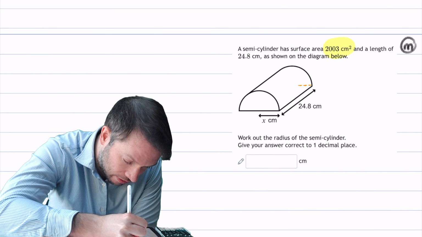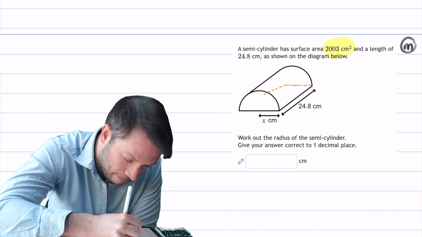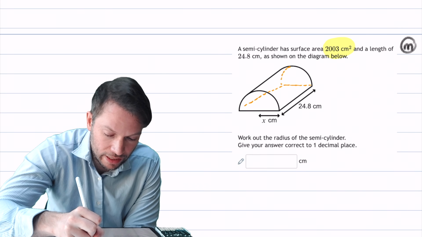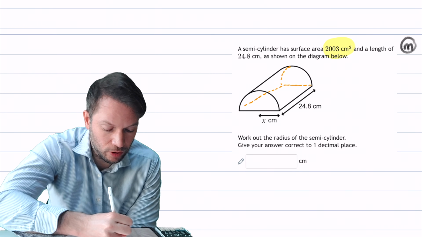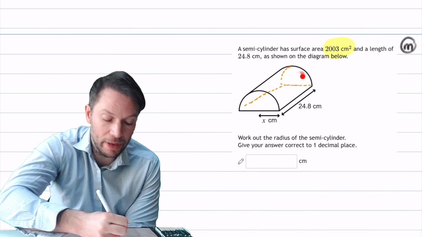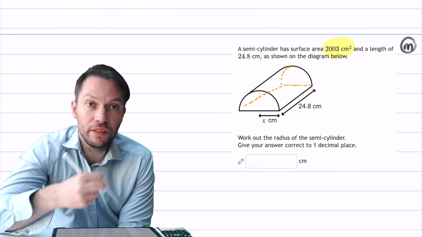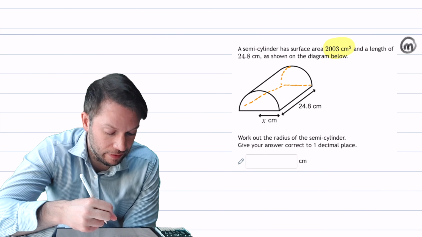If I just add some extra edges here, we've got this rectangle at the bottom. We've got the half circle at the front, the half circle at the back, and we've got this curved area at the top. So let's find the area of each of those and add them together.